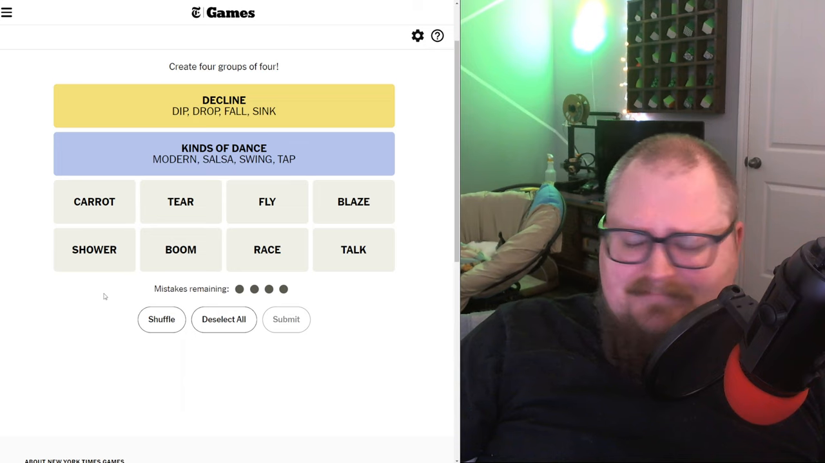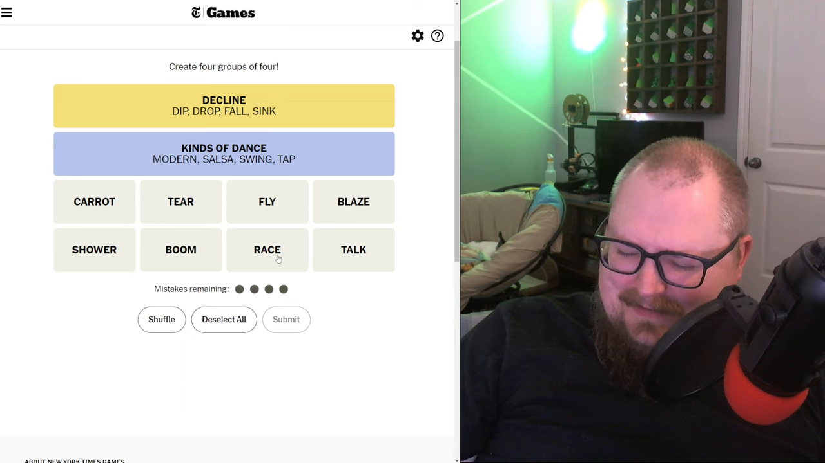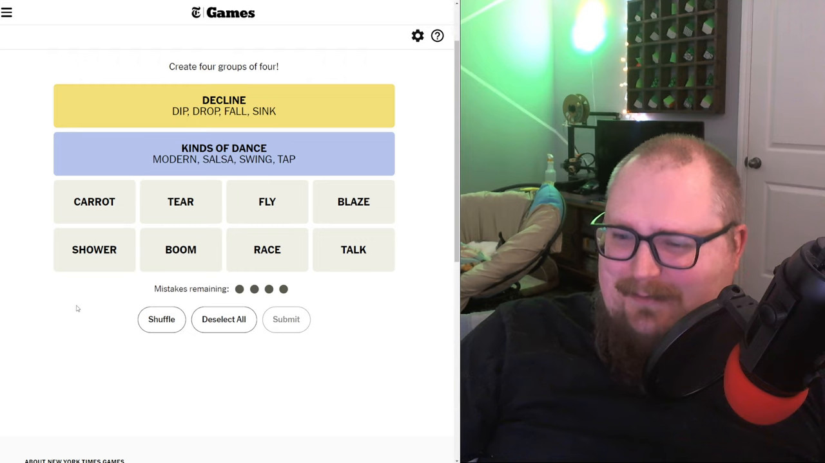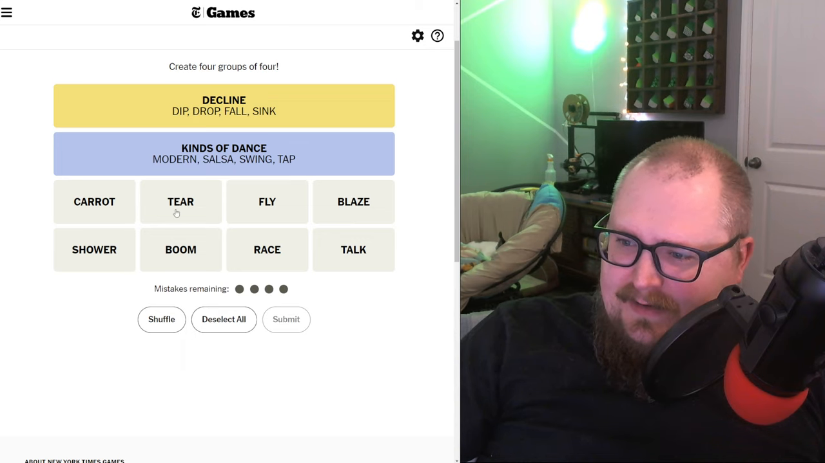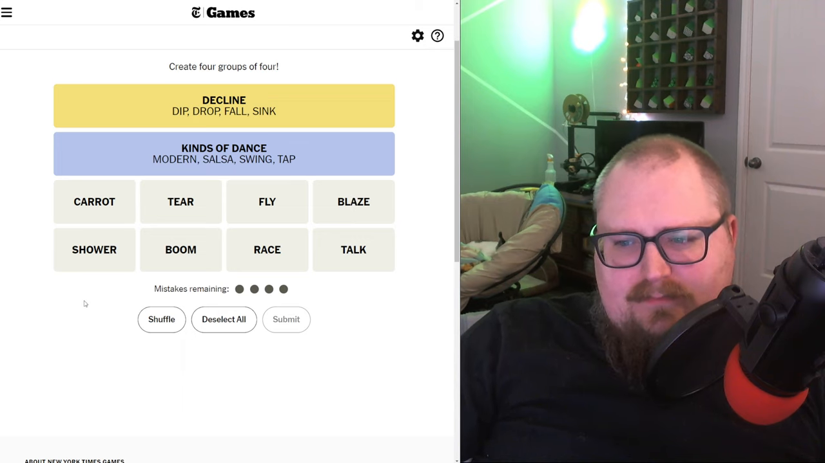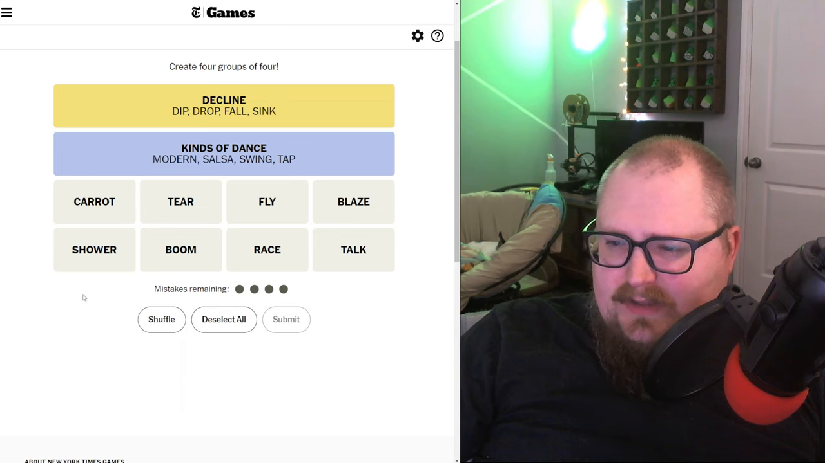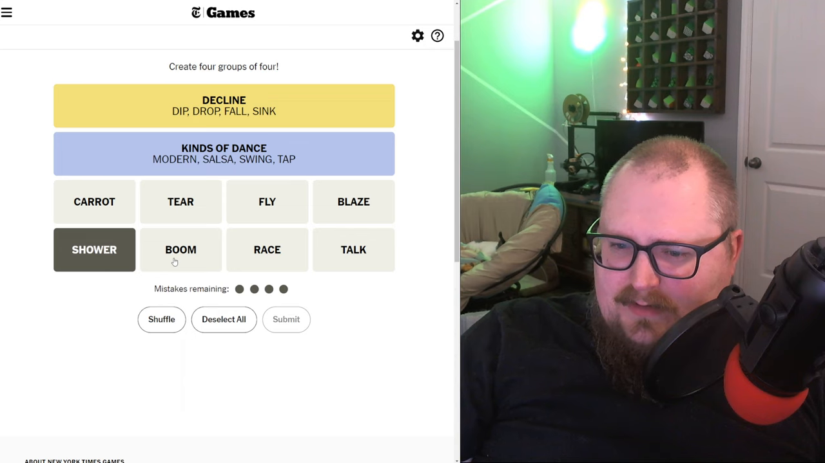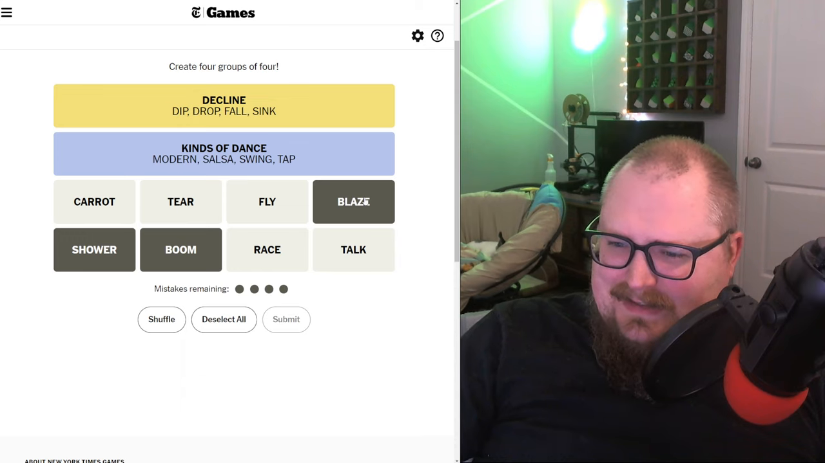Characters from Pajama Sam. If it was like carrot, boat, minecart, tree, then I'd be in for characters from Pajama Sam. Could be words with homophones again. Tear, tear. Shower, shower. I don't see any others. This is not how you spell blaze. It has an S. Be weather related terms. Shower, boom, blaze. I don't really like that though. That's pretty wishy-washy.